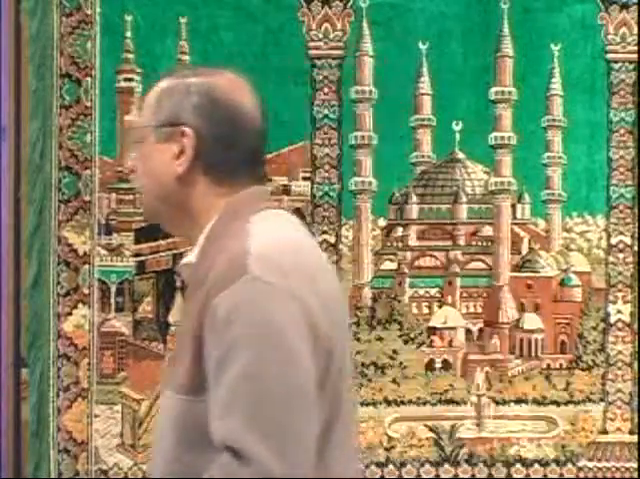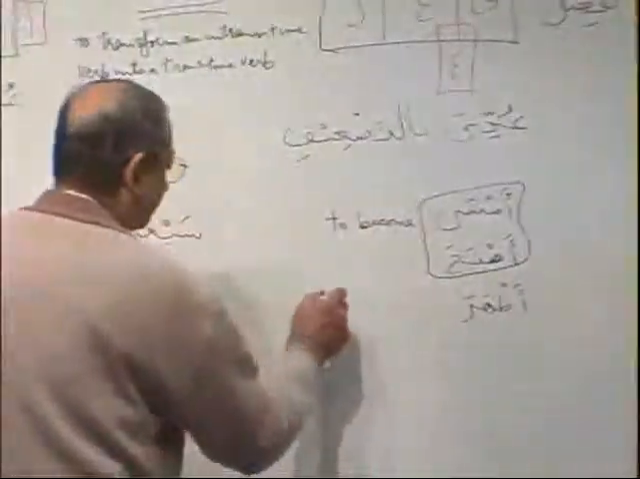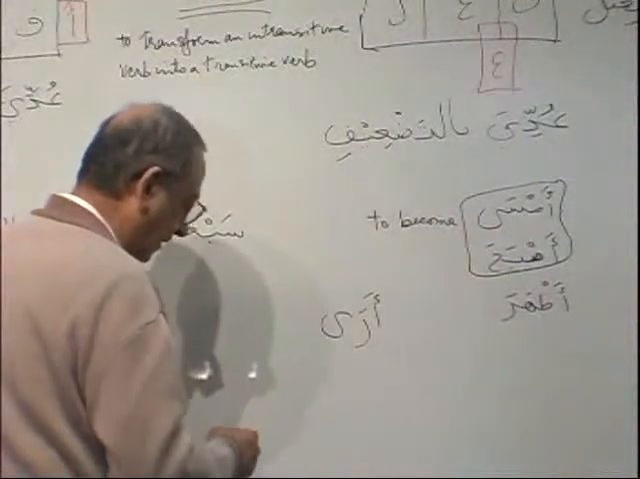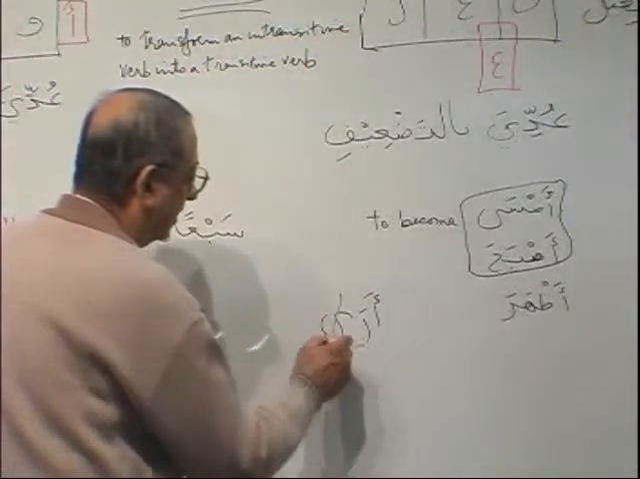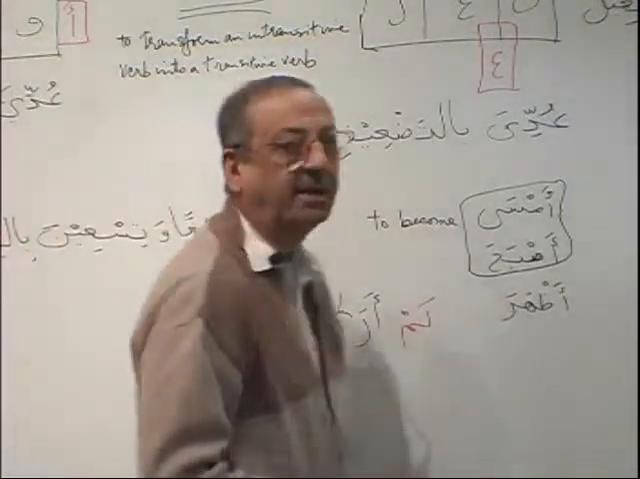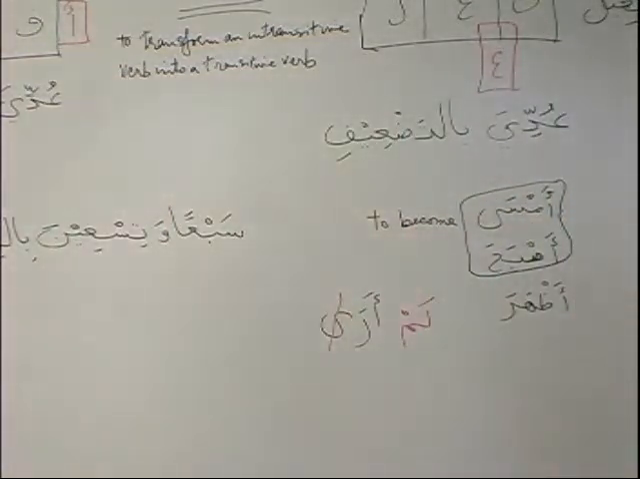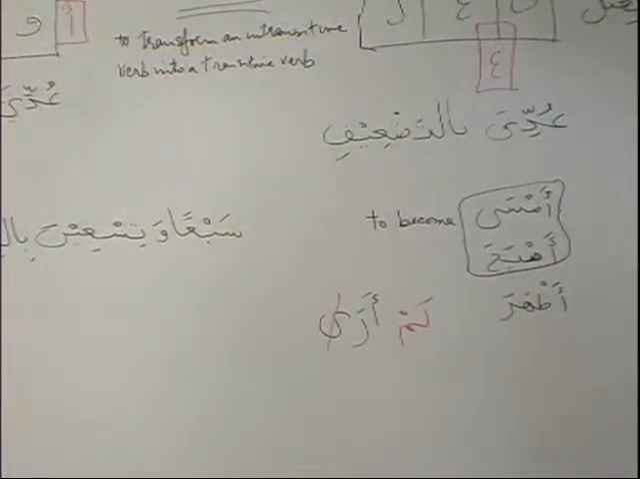Walam ara. But what is this ara? Fi'l sulasi. Ra'a, yara, yara, tara, tara, ara. Okay? And lam has come, so it is majzoom. So instead of ara, we have lam ara.